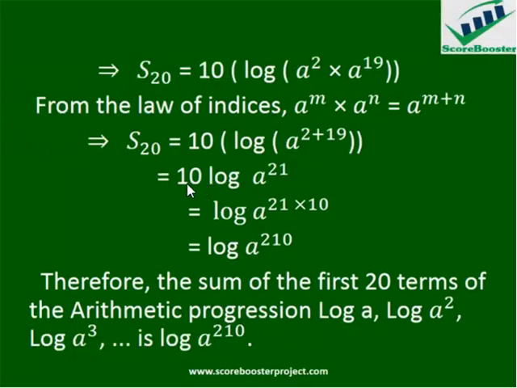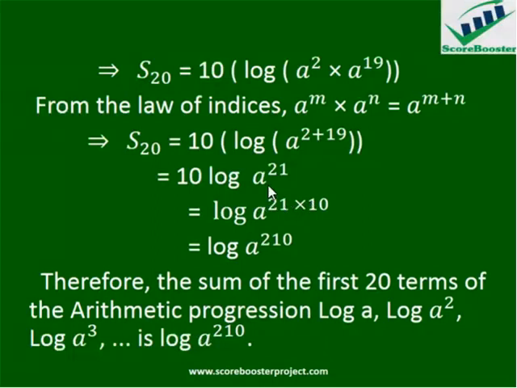Also, the rule of logarithm we've discussed before: if you have c log d, it is the same thing as writing log d raised to the power c. So here 10 is c and a raised to the power 21 is d. So c log d is the same thing as writing log of d raised to the power c, which is a raised to the power 21.